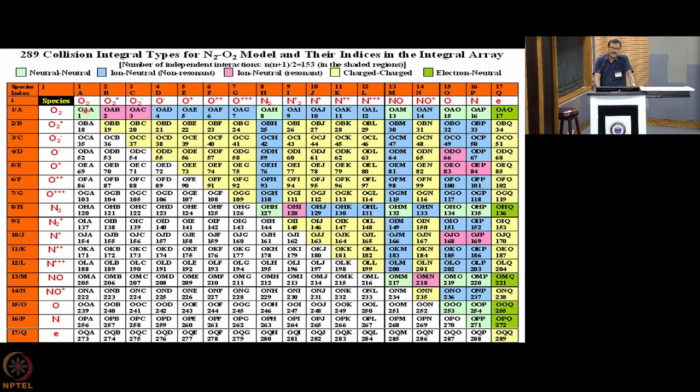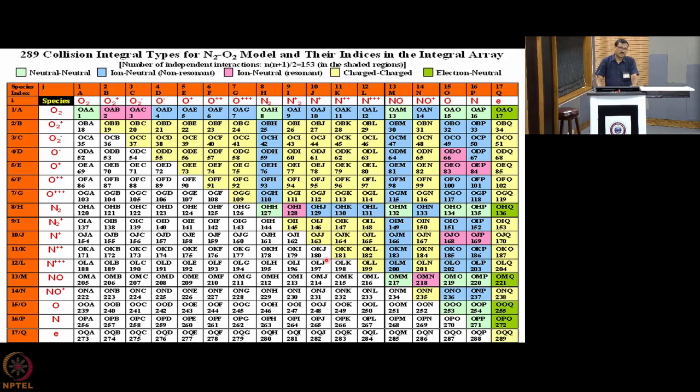And you see that there are 17 species that have been considered for this N2O2 model, and all these 17 will interact with all the 17. So you can understand that 17 into 17 total number of interactions will be there. But if you consider that interaction AB is the same as interaction BA, then you can eliminate half of them and you are left with the remaining. Still, the total number of interactions that you need to handle is quite huge.